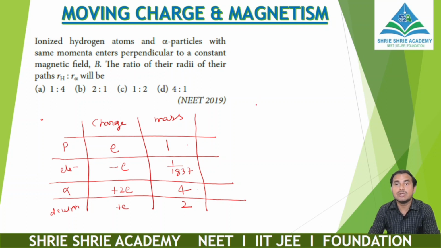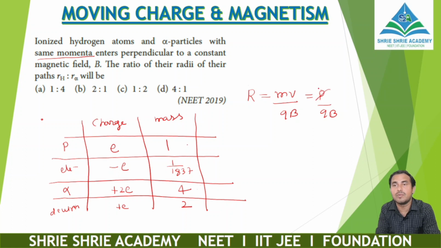Now they are asking for the ratio of the radii, and they are saying equal momentum. When they say equal momentum, you have to take the formula of radius in terms of momentum. You know that R = mv by qB, mv is your momentum, so you write p by qB, right? So this radius depends on momentum, but equal momentum means that is out, and they are in a constant magnetic field, so this is also out. The radius ratio R1 by R2 is equal to Q2 by Q1.